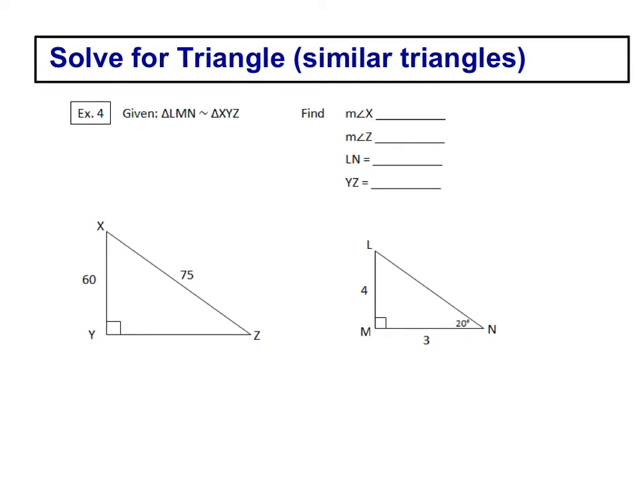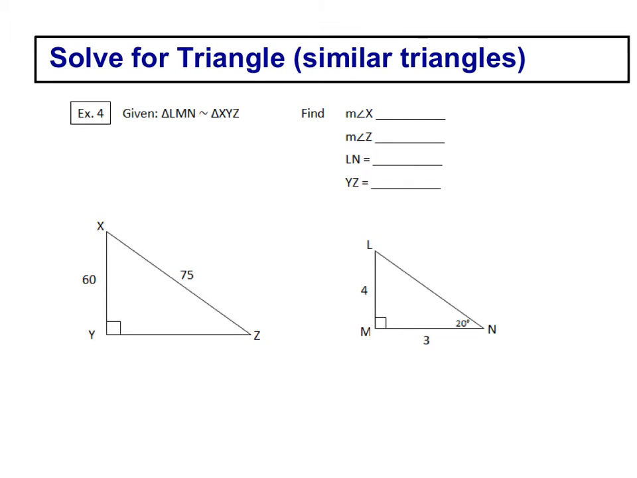All right, in our last example, we're asked to solve for a triangle. What that means is find all the missing sides and all the missing angles. We are told that these two triangles are similar to each other, so that means the sides are proportional and the angles are congruent. So, let's take a look at what we have.